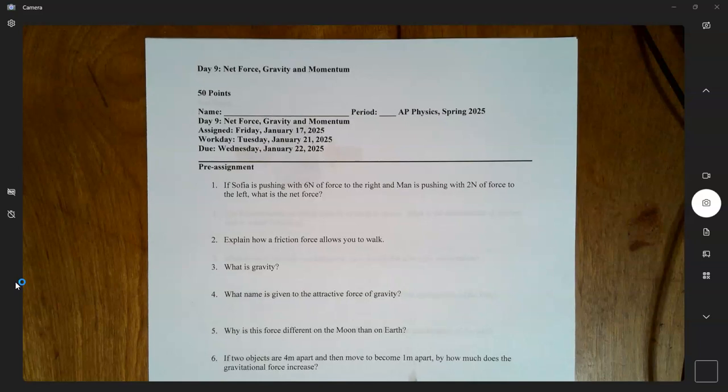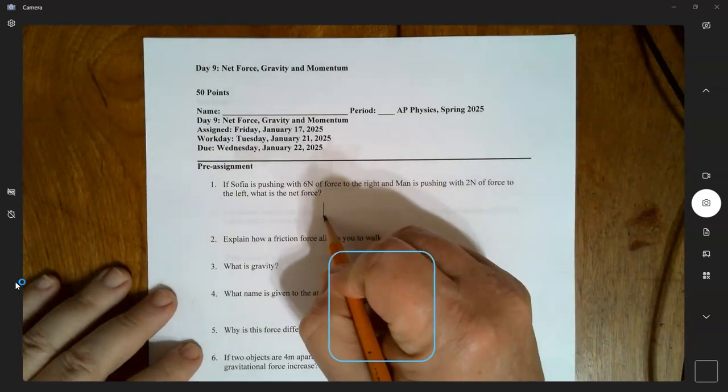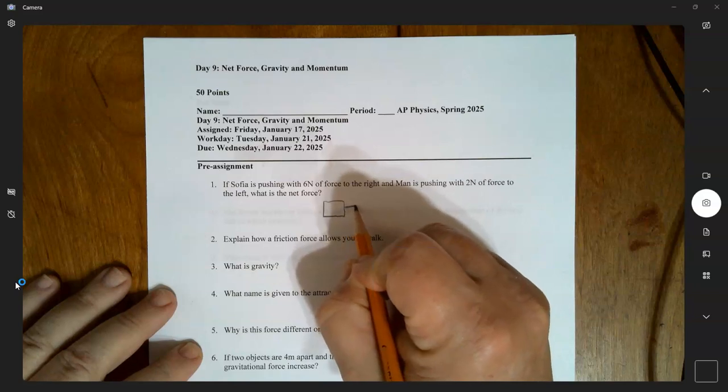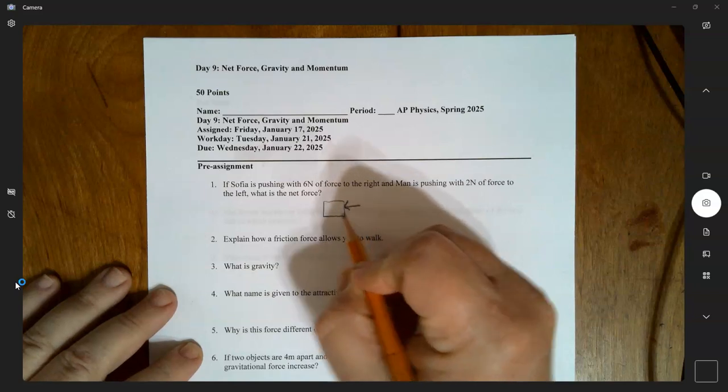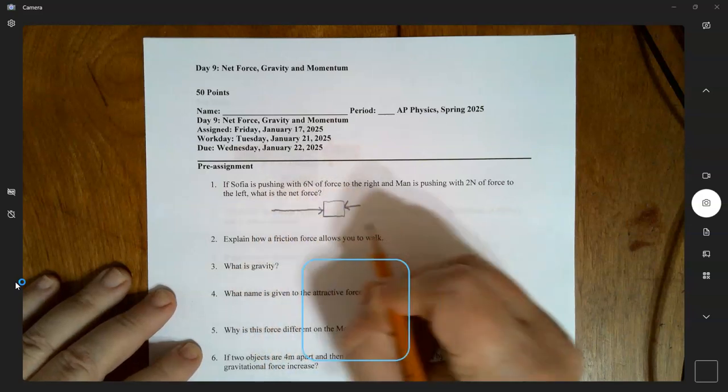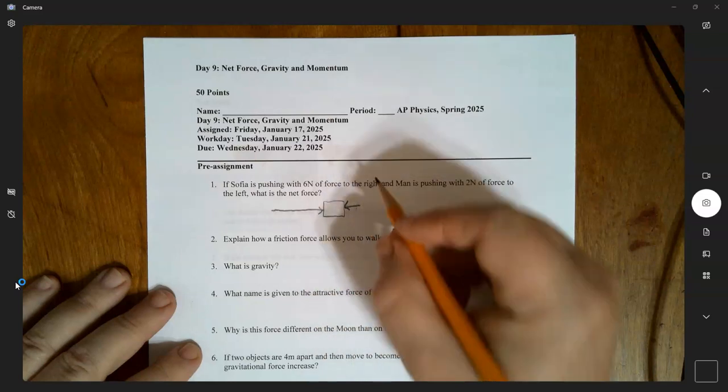So Sophia is pushing with a 6 Newton force to the right. A man is pushing with 2 Newtons of force to the left. What is the net force? Anytime you draw a diagram, you should do it with a straight edge, but I'm going to try to get through this. One thing I want to emphasize is the length of the vectors. The 6 Newton vector, whatever length you show it, should be 3 times as long as the 2 Newton vector.